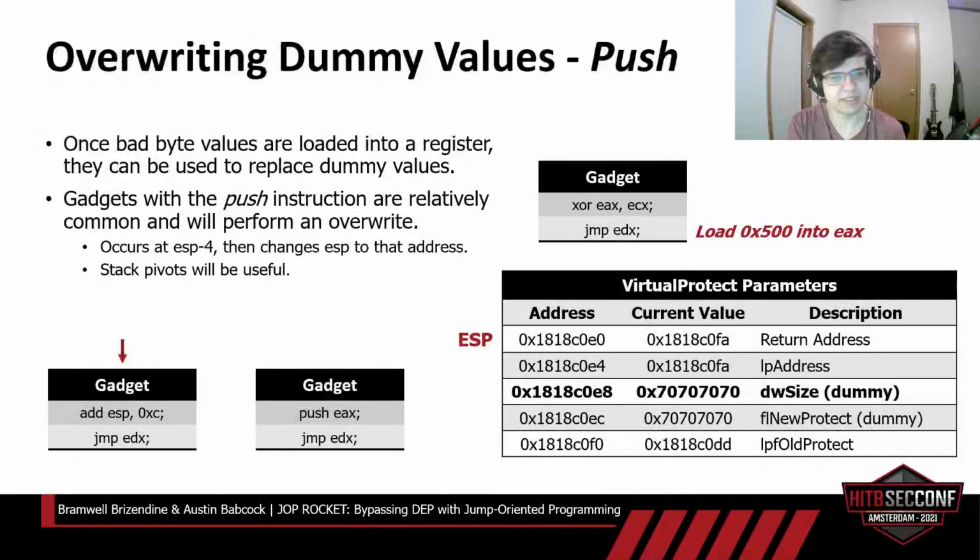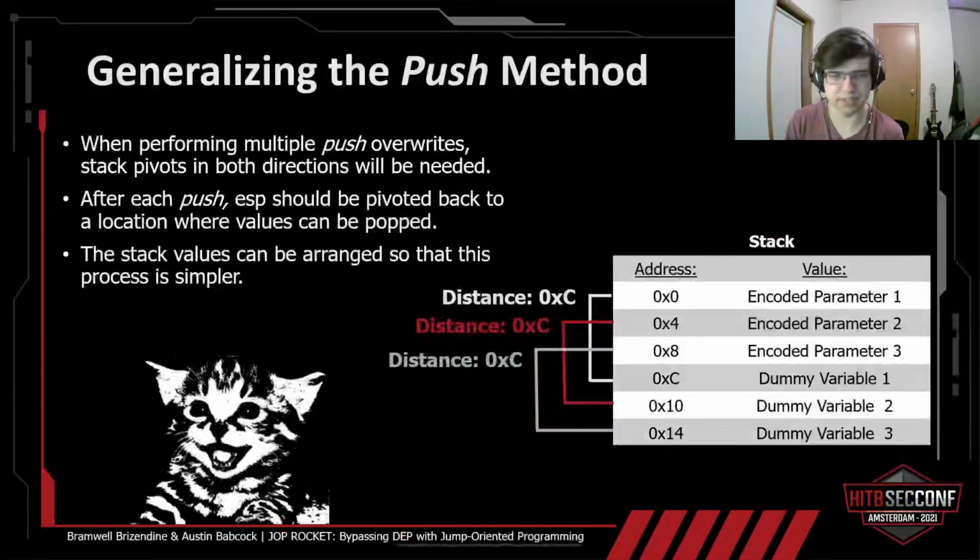Even though it's not so great for stack pivots, we can still use it to overwrite parameter values. So if we have dummy values that we're using to hold the place of a value that needs to be dynamically generated, whether that be for bad bytes or some other reason, we can load that value into a register, stack pivot 4 bytes above the location we want to overwrite, because push is going to overwrite to ESP minus 4. And then we will push our value onto the stack there. And now we have one of our functional parameters. We have one of our VirtualProtect parameters that was a placeholder written with the actual value there.